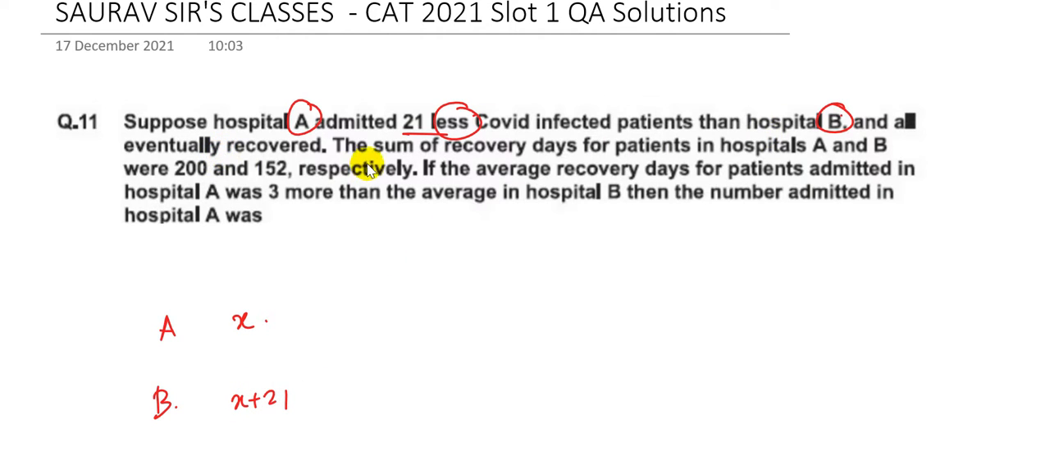All of them eventually recovered. The sum of recovery days for patients in hospitals A and B were 200 and 152 respectively. If the average recovery days for patients admitted in hospital A was 3 more than the average in hospital B, then the number of patients admitted in hospital A was what? So this is the number of patients, and the total recovery days is 200 and 152.